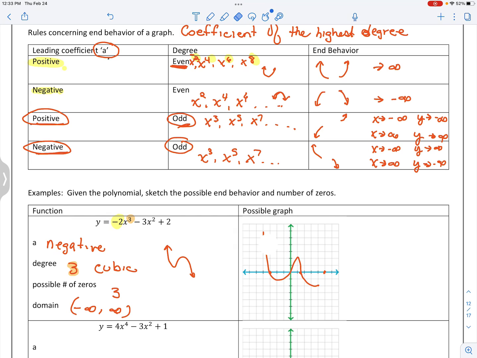And why did I do that? I don't know why I did that. I just made that up. But this is going to go through at least 3 times, so it could look something like this. Now, if you graph it, it probably looks nothing like this except for the end behavior.